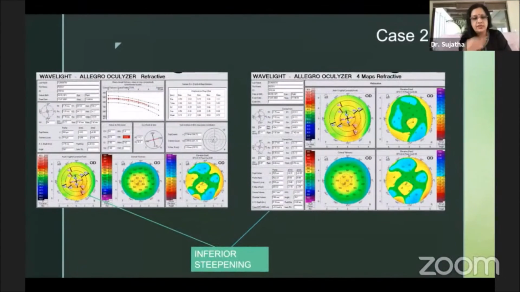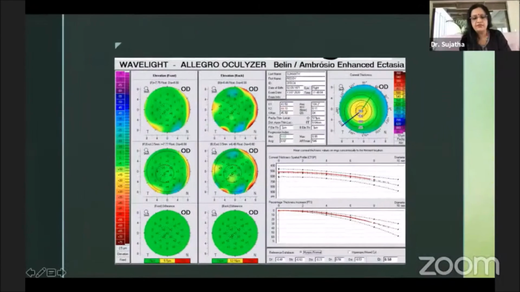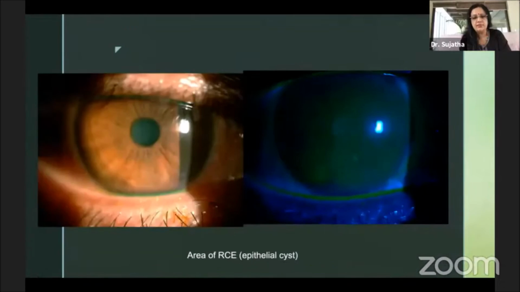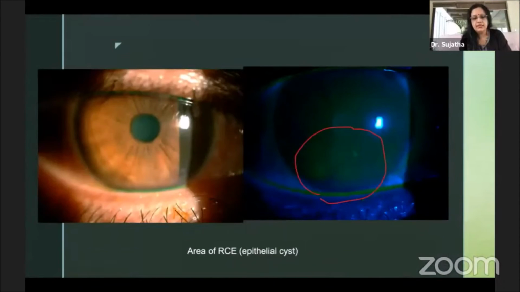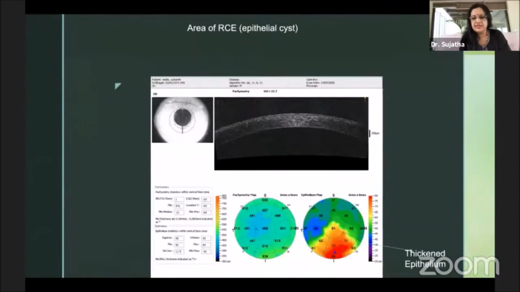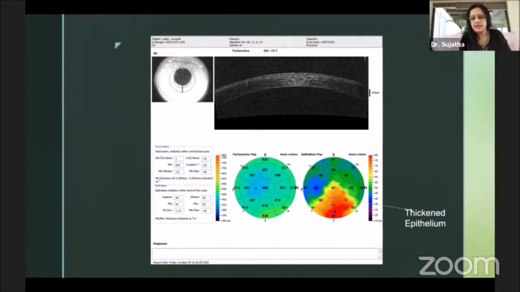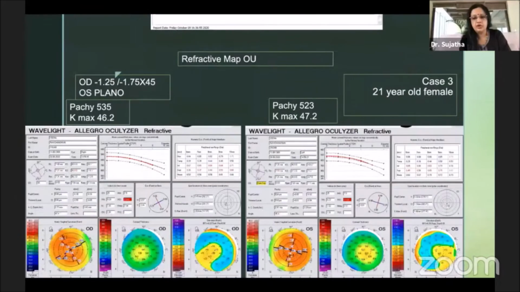This patient came to us referred as a keratoconus patient, and you can see the inferior steepening. This is the right eye, the left eye was normal, and other maps were perfectly normal. So when you looked at the slit lamp of this patient, you could see that there's some amount of epithelial irregularity as well as staining, which showed that the patient, on questioning, had recurrent corneal erosions and formation of epithelial cysts. And you can see the anterior segment OCT map showing 71 microns thickness corresponding to the area of steepening.